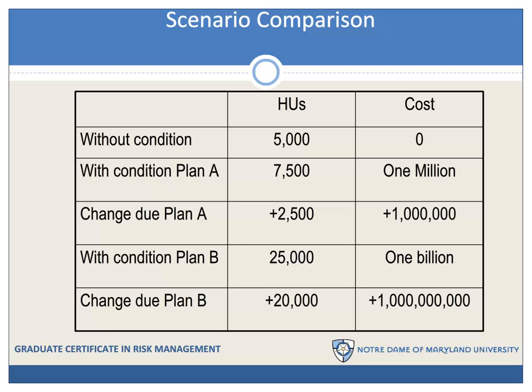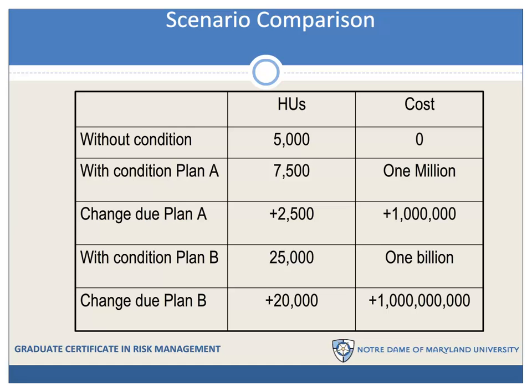It's usually differences in scenarios that we're interested in when we make risk management decisions. Imagine another plan, plan B, and that boosts us up to 25,000 habitat units, a change of 20,000. But this might be a $1 billion plan, and so we have a change in cost of $1 billion when compared to without condition. And so scenario analyses are very useful in particular because of the information that we can get from scenario comparisons.